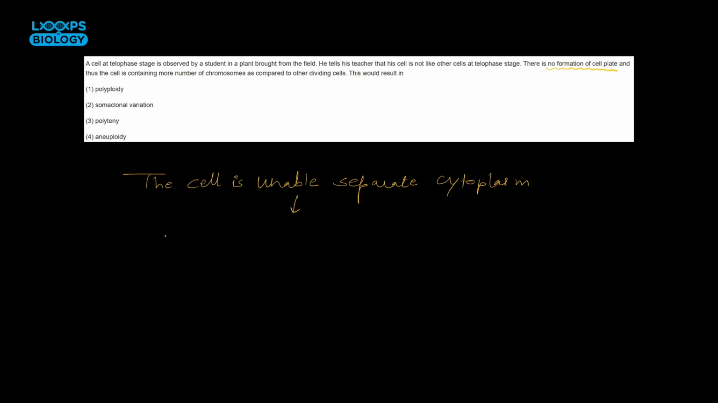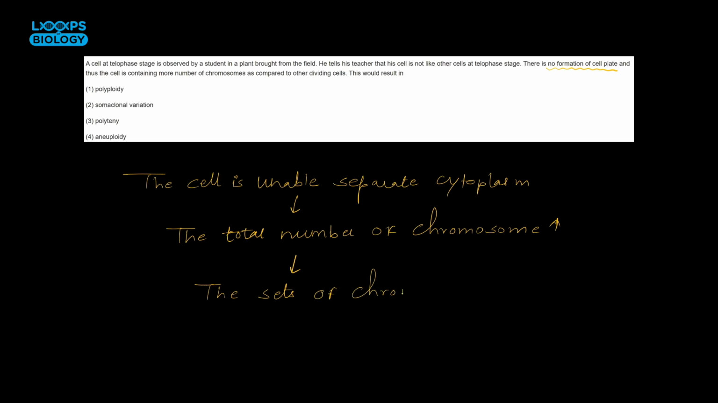All right. Now, due to which the total number of chromosomes should be increased. Whenever the total number of chromosomes is increased, that means the sets of chromosomes are increased, and whenever the set of chromosomes is increased, that is called your polyploidy condition. So option 1 will be my correct option for this particular question.